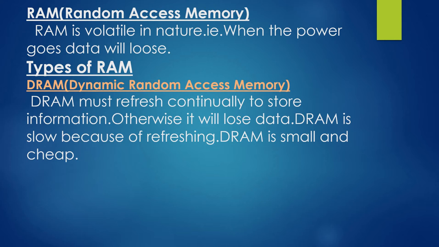First, DRAM. DRAM full form is Dynamic Random Access Memory. In DRAM, there is a refreshing circuit, because DRAM must refresh continually to store the information. For refreshing the data, there is a refreshing circuit. That refreshing takes a little bit of time, so that is why DRAM is slower than SRAM. DRAM is not as expensive as SRAM. DRAM is cheaper than SRAM and it is small also.